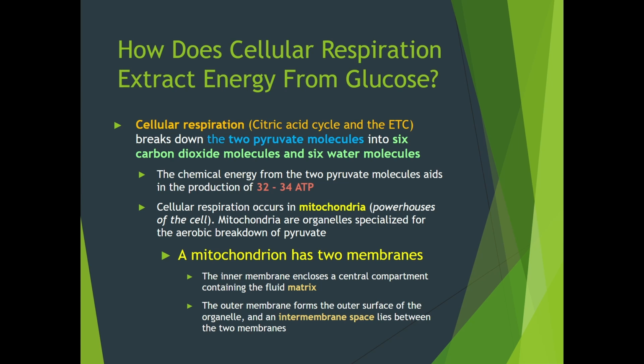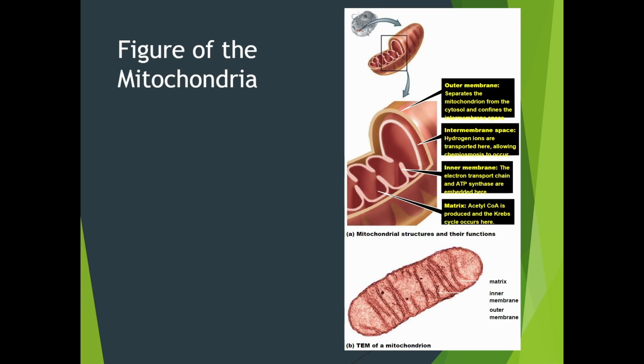So let's break down what's occurring. First, let's talk about what the mitochondria looks like. A mitochondria has 2 membranes. It has an inner and an outer membrane. Inside the inner membrane is a space called the mitochondrial matrix. Between the outer and inner membrane is another space called the intermembrane space. So here we can see an image of the mitochondria. So notice it has 2 layers, an outer and inner membrane. Inside the inner membrane, this space is the matrix. Between the 2 membranes, this space is the intermembrane space.